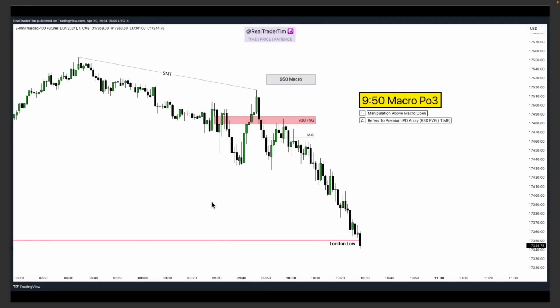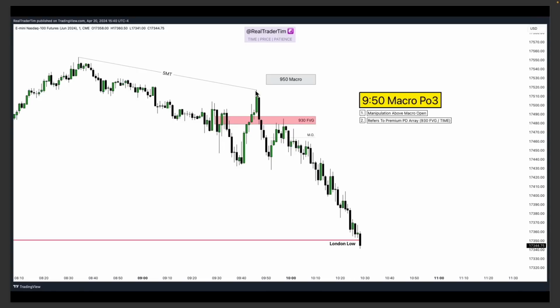Okay, so this is a very cool example of utilizing the 930 fair value gap like we discussed inside of this community. So we can see the 930 fair value gap was worked prior to the 950 macro on both sides, right? We had that initial displacement lower, close above it, close back down below it, close back above it, purge this high. But then what occurs?